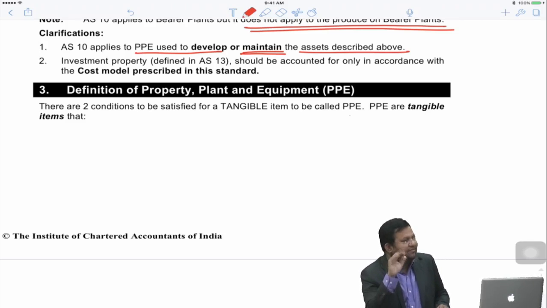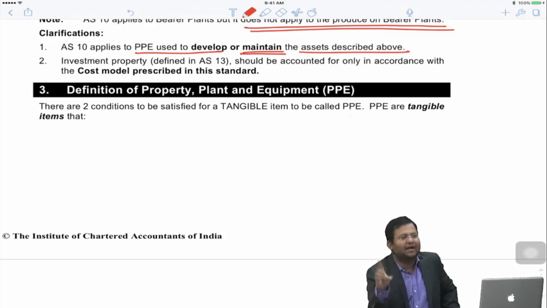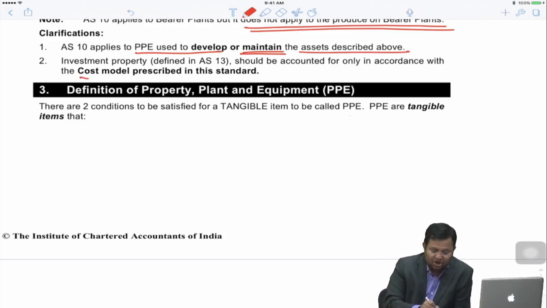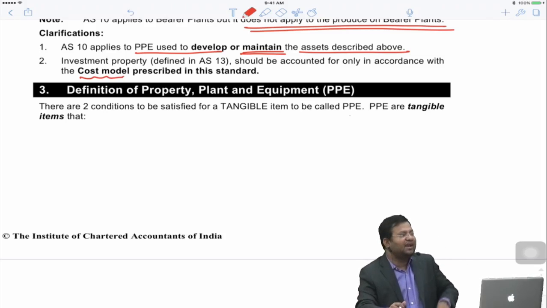इन्वेस्टमेंट प्रॉपर्टी. Investment property is basically real estate. Investment property is nothing but investment in the land, building. Investment property should be accounted for in accordance with the cost model prescribed in this standard. मतलब in simple language this standard is saying investment in land and buildings should be accounted for as per the cost model given below. आगे जाके हम दो मॉडल डिस्कस करने वाले, cost model and revaluation model.